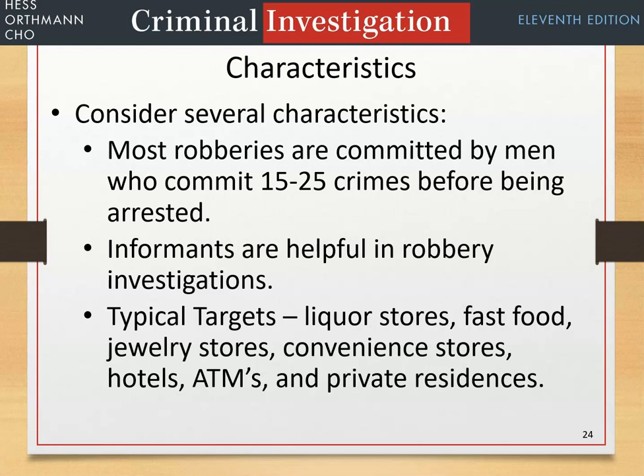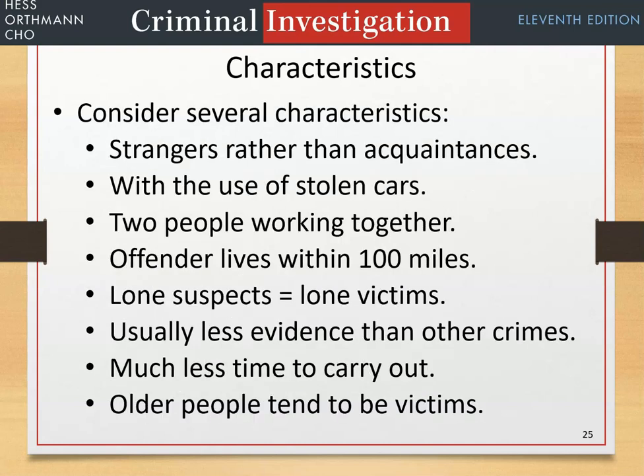And along with that, I wanted to talk about typical targets. So the most frequent victims of robberies are drug houses, liquor stores, fast food establishments, jewelry stores, convenience stores, motels, hotels, and even private residences and ATMs. So these are some of the characteristics. And then I want you to consider some other characteristics of typical robberies that are out there. So the first one, they are committed by strangers rather than acquaintances. So typically robberies are constructed in that manner.